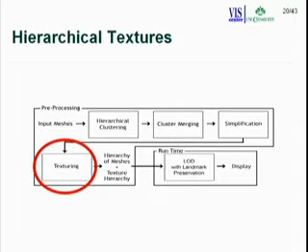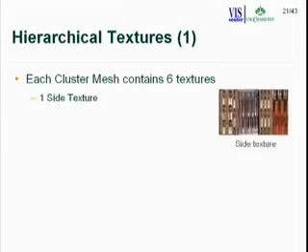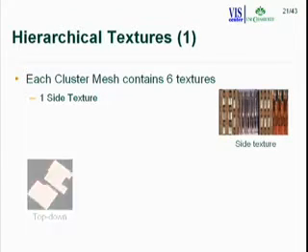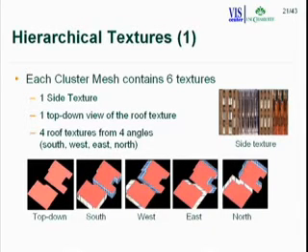Once we have that, we apply texture onto all these cluster models, and we do it in a hierarchical fashion. First of all, we give each cluster mesh 6 different textures. We give it a side texture, and a top-down view of the roof texture. And we do an imposter-ish kind of thing where we give 4 roof textures from 4 different angles.